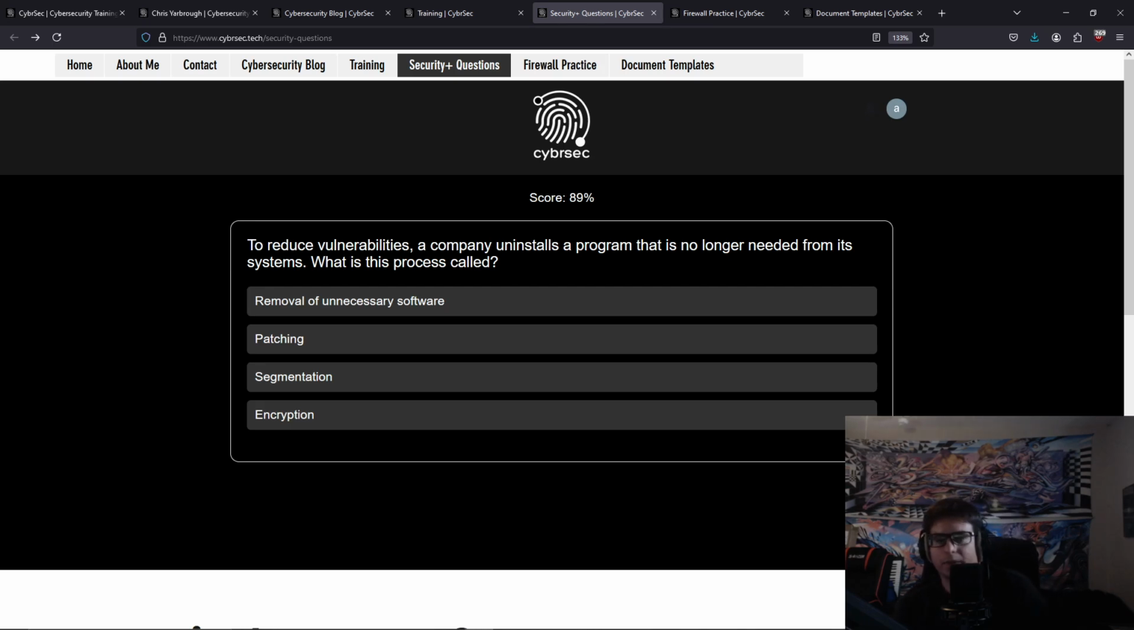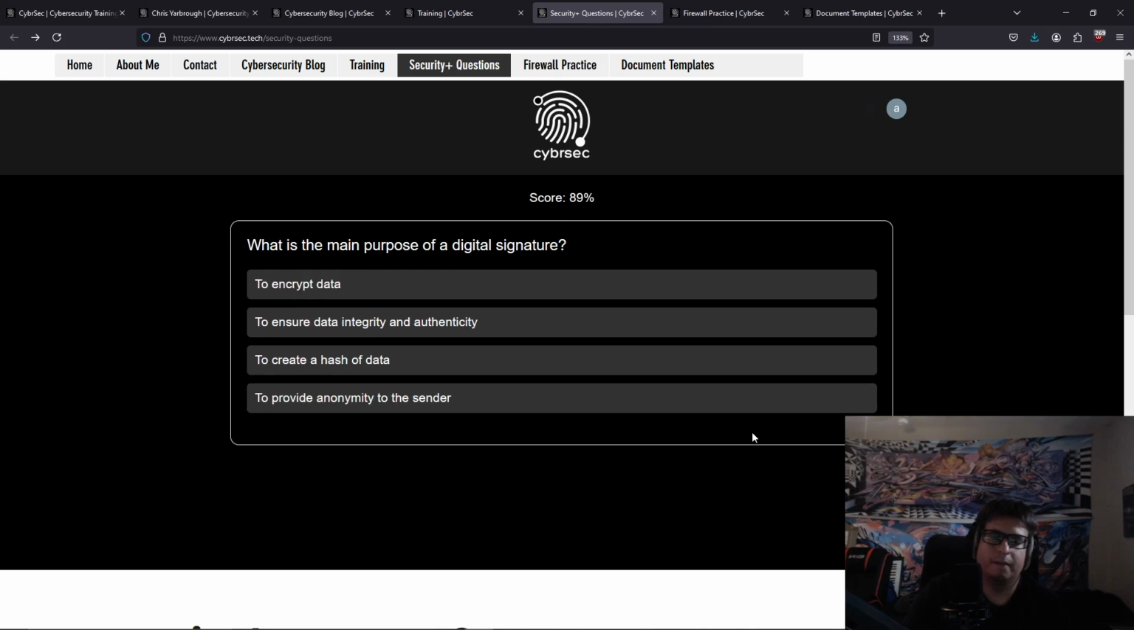To reduce vulnerabilities, a company removes a program that is no longer needed from its systems. What is this process called? Uninstall programs that are no longer needed. Removal of unnecessary software. What is the main purpose of a digital signature?